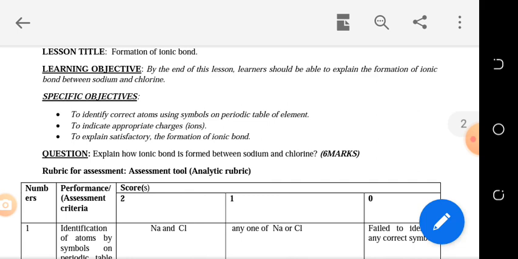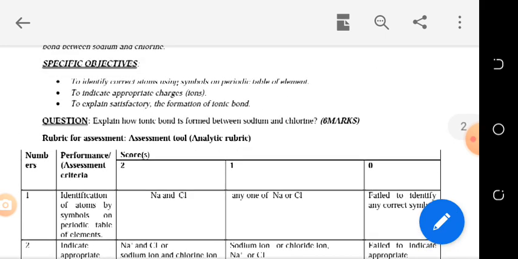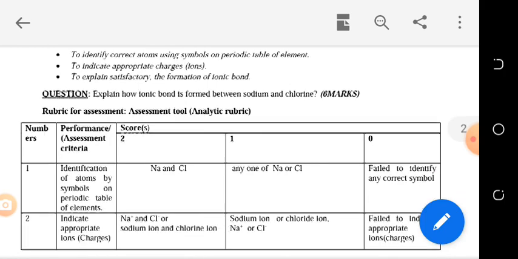Then by the end of this lesson, my learners will be able to explain the formation of ionic bond between sodium and chlorine. Now the specific objectives: to identify the correct atoms using symbols on the periodic table of elements, to indicate appropriate charges of the ions, to explain satisfactorily the formation of ionic bond.